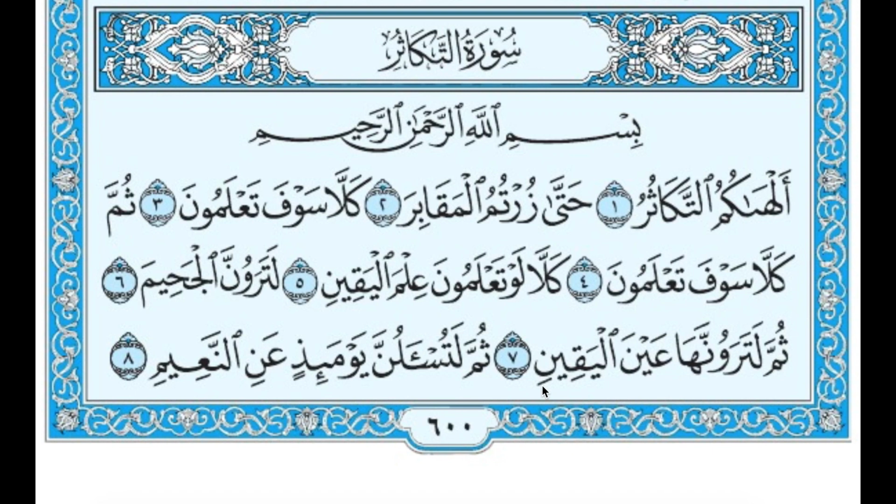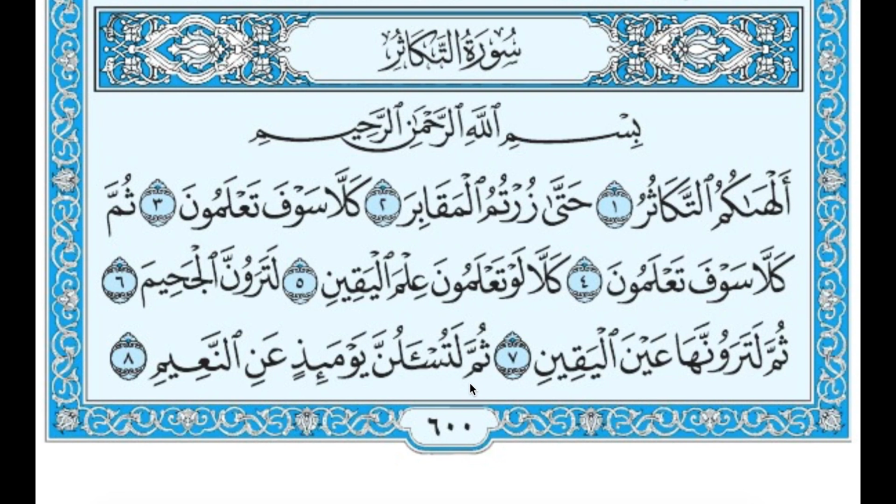عين اليقين. ثم لتسألن. And here's the ayn that we talked about in the last class. Al-yaqeen, qaf right here, certainty. Thumma, you should know this word. It means then, and it indicates sequence, but not immediacy.